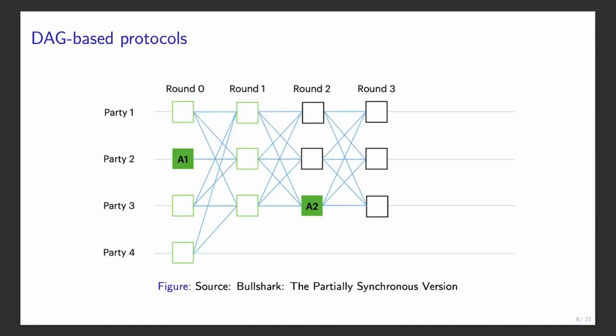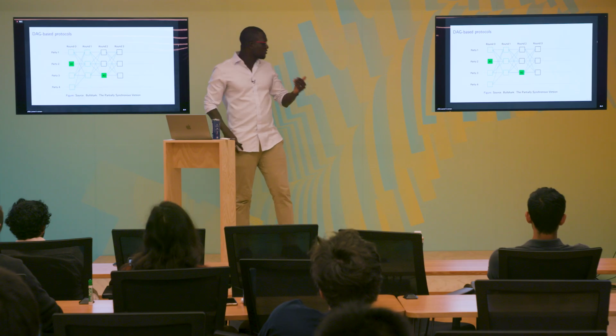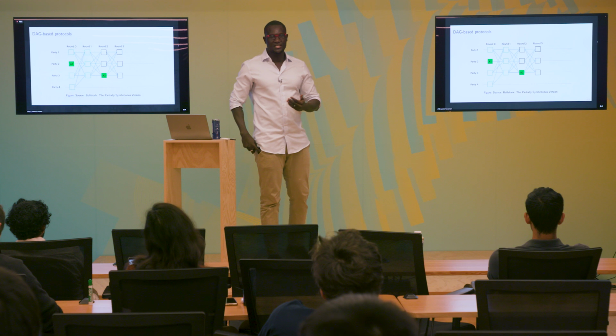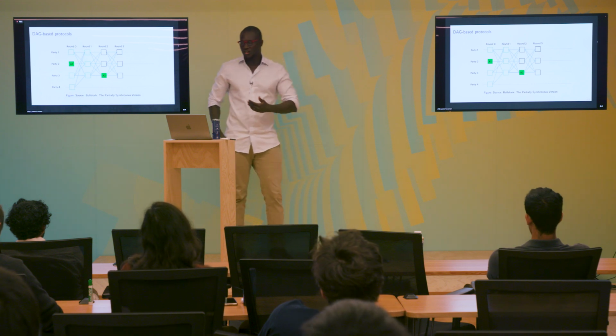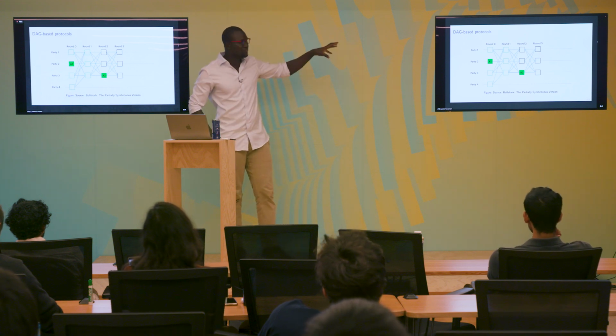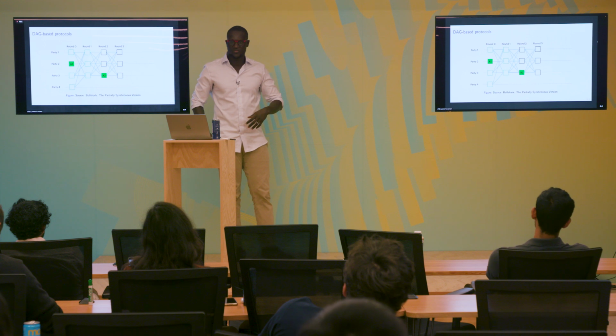For example, this is the case of the DAG-based protocol, the Bullshark example. You have different rounds here, and each of these refers to different sub-blocks. A1 here would be the leader, and A2 would be another leader in the second round. At the end of the day, when you are executing, you need to make a choice on how you are executing. Each of these sub-pieces are blocks.